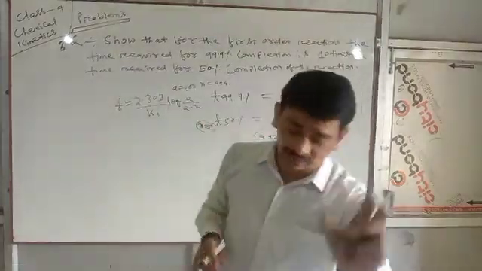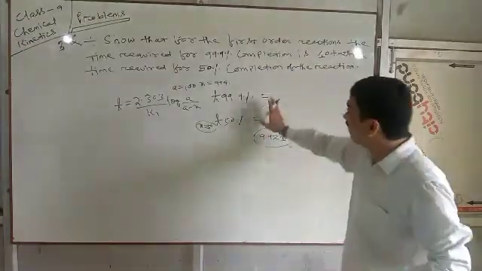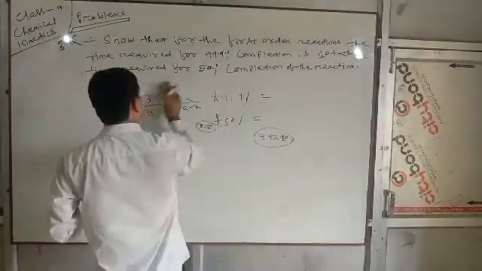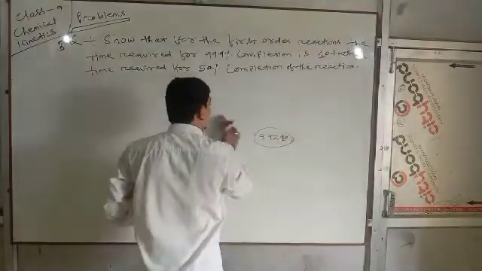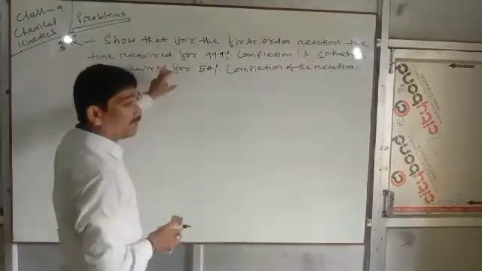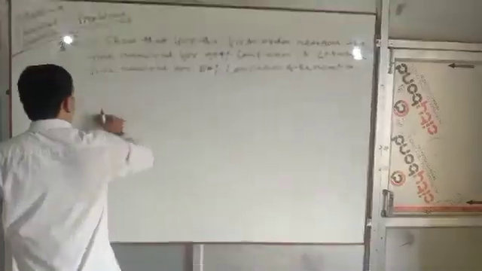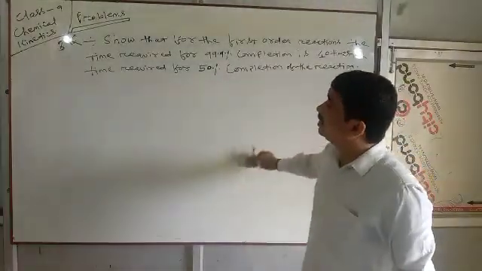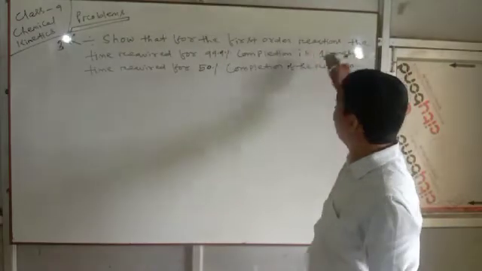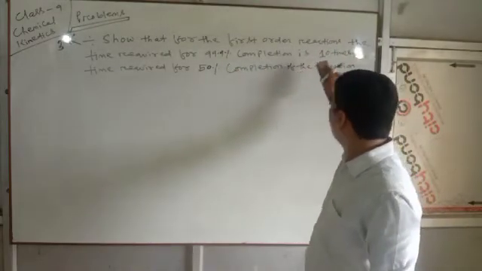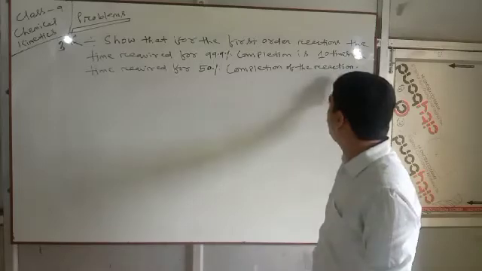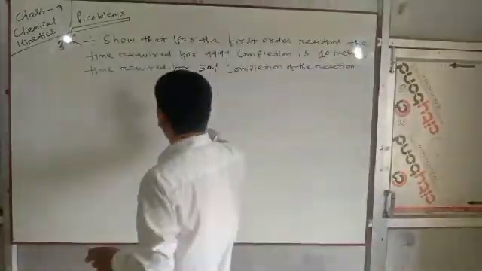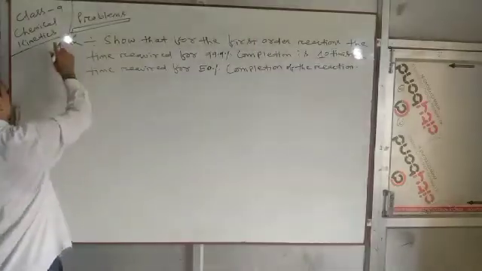You have to try to solve this. This is also a very important question. If you cannot solve, then I will solve. Clear? Same pattern, the question is different. These questions are mostly asked in your council exam. Clear? So that for the first order reaction the time required for 99% completion is 10 times the time required for 50% completion of the reaction. Clear? Solve this fourth question, this is the fourth question.